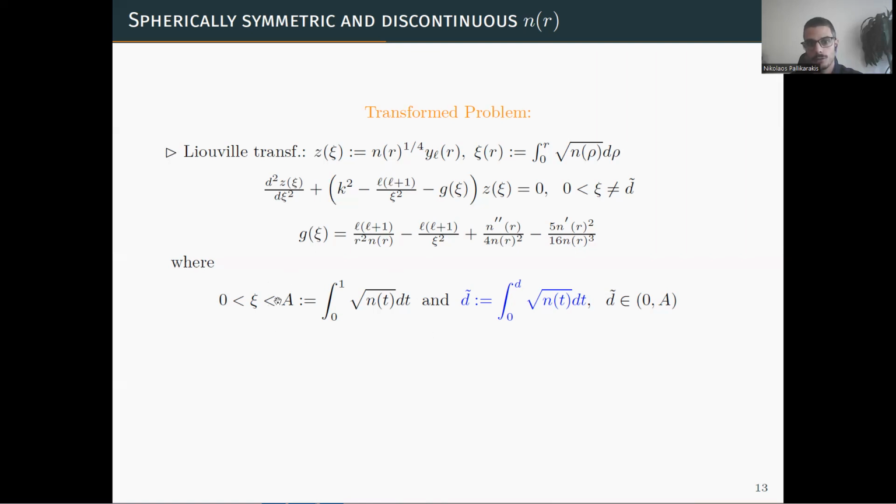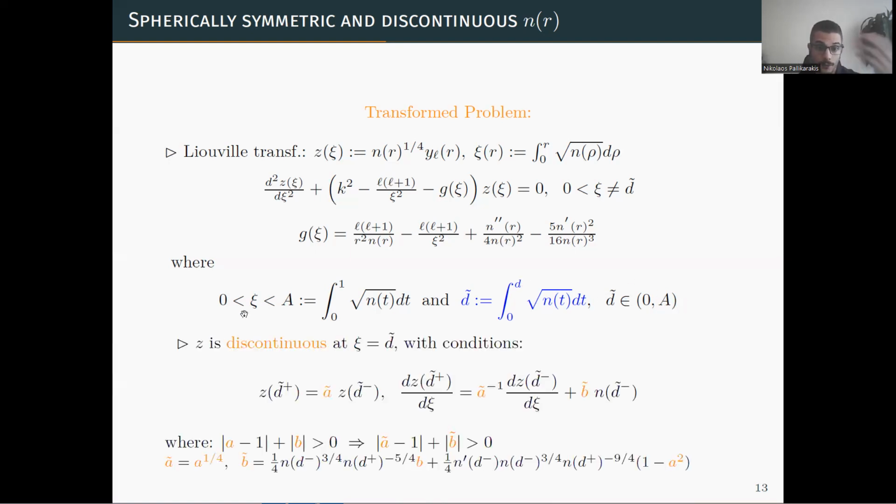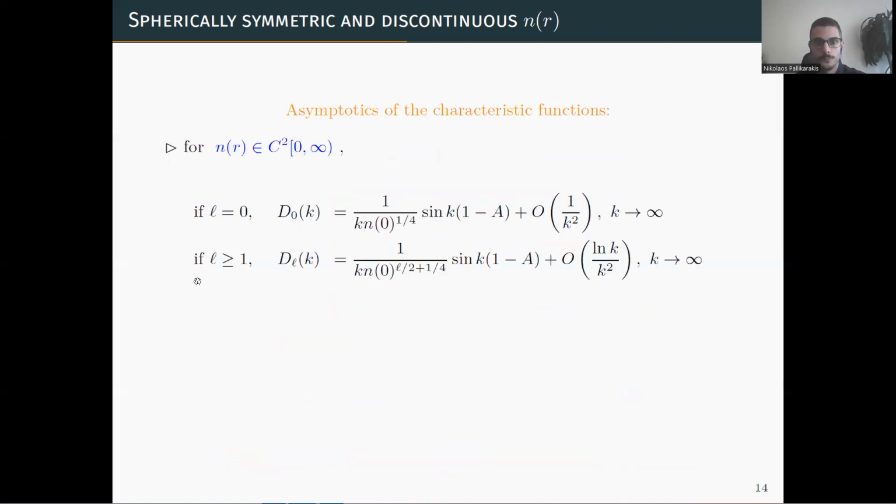And again, the total travel time is this capital A. So now we're studying a new problem for a transformed discontinuity between 0 and A, instead of being between 0 and 1. Firstly, we saw that this Z is discontinuous at psi equal d tilde, and satisfies these jump conditions, where this A tilde and B tilde are functions of A and B, which are the discontinuities of the refractive index. They are combined in these rather complicated forms, although this ensures that our solution is going to be discontinuous.